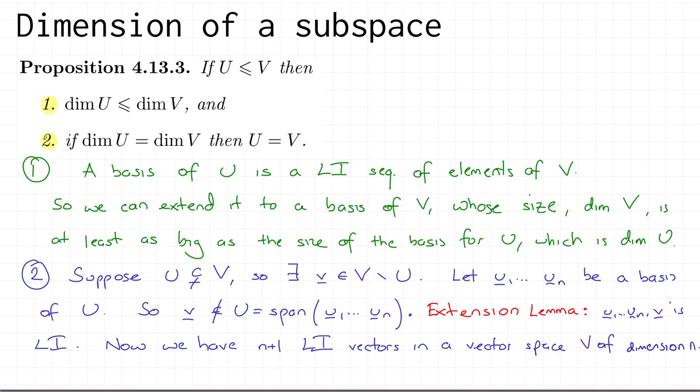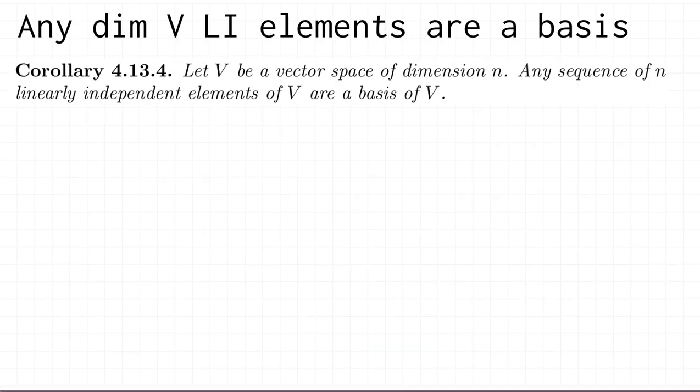This is our contradiction because we know that any dim V plus 1 vectors must be linearly dependent. We proved this in the last video. So by contradiction, U must actually be equal to V. So that's what we can say about the dimension of a subspace. And let's see one reason that this is useful to us.